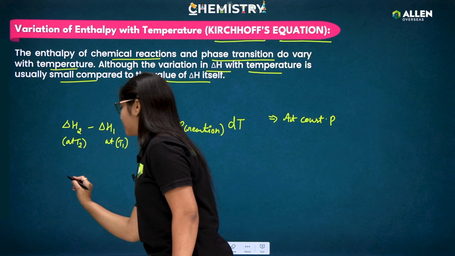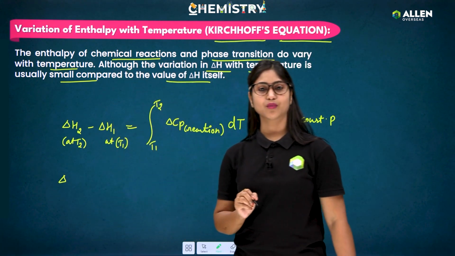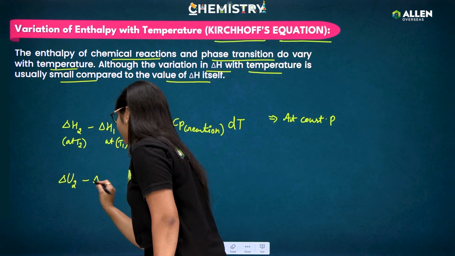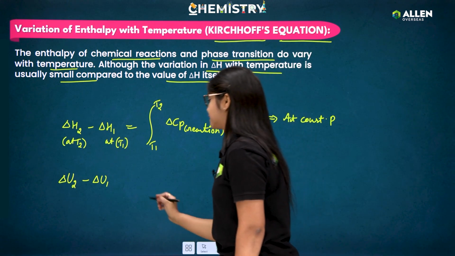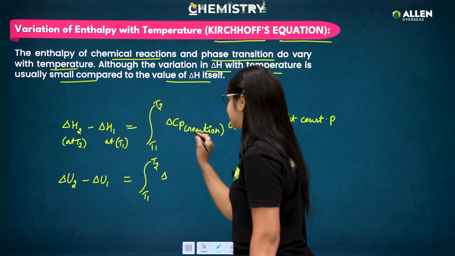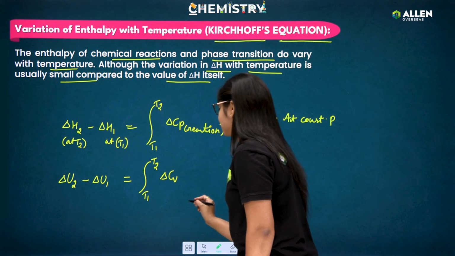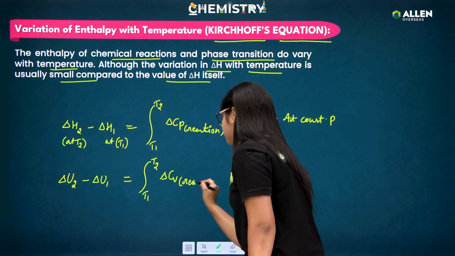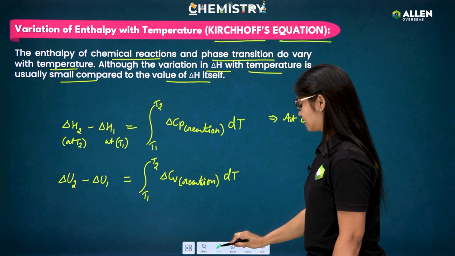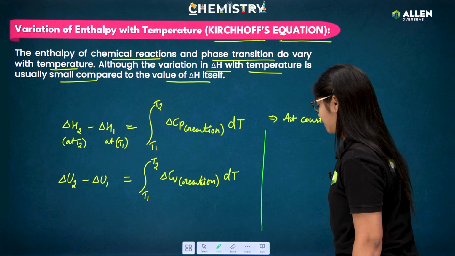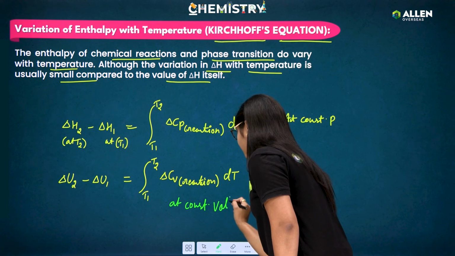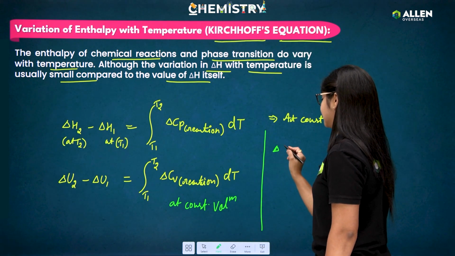But when you are applying this formula at constant volume, then in terms of internal energy change the same formula can be written: delta U2 minus delta U1 equal to the integral from T1 to T2 of delta Cv of the reaction dT. In place of Cp, we write Cv at constant volume.